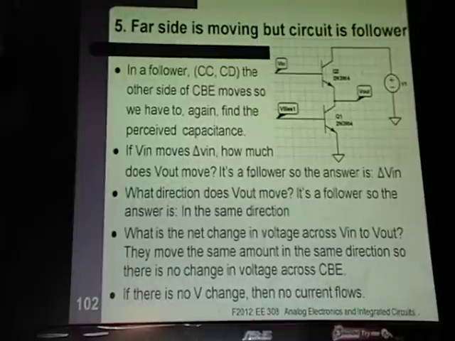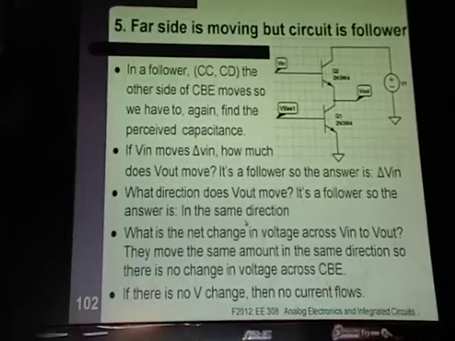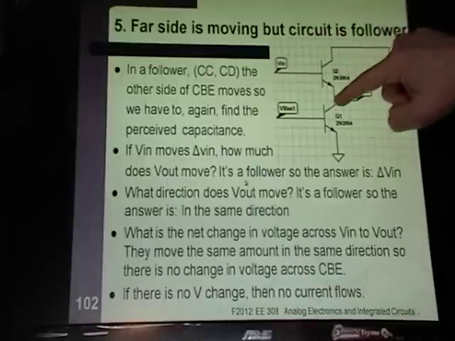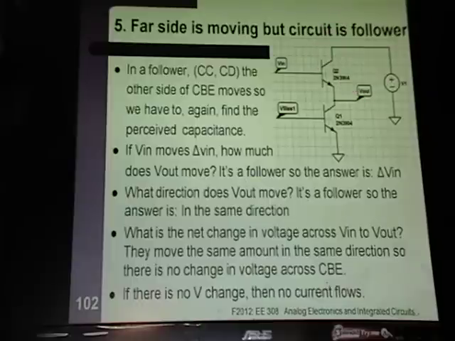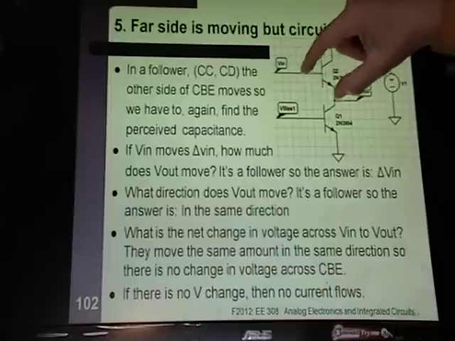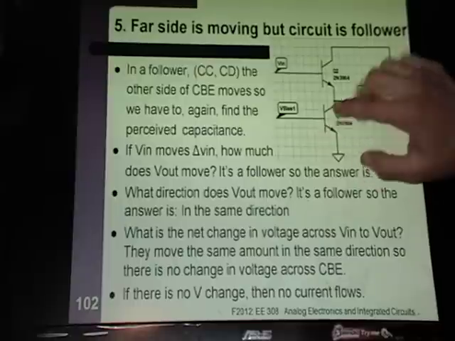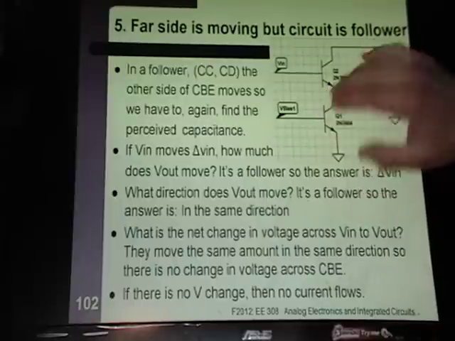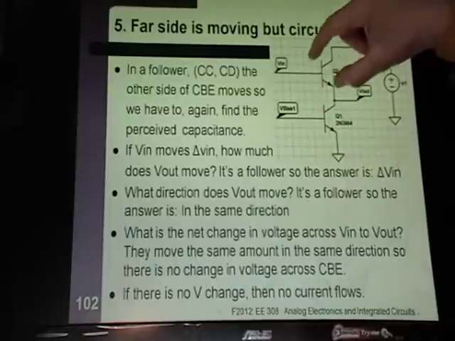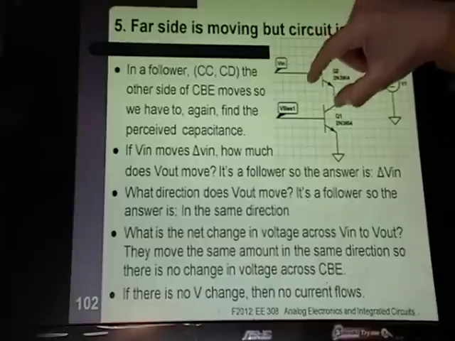Okay, last one. We didn't cover this one in class. If you have a follower, here's your input, here's your output. The whole job of a follower is to have your Vout move the same amount as your Vin. I use a transistor down here just to make it a little more ideal. Raise or lower Vin, Vout will move with it.